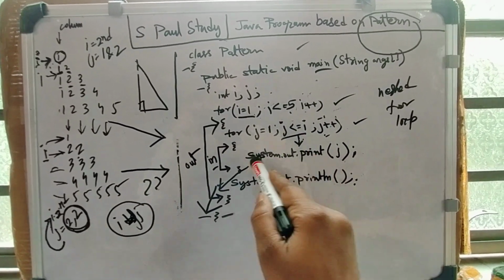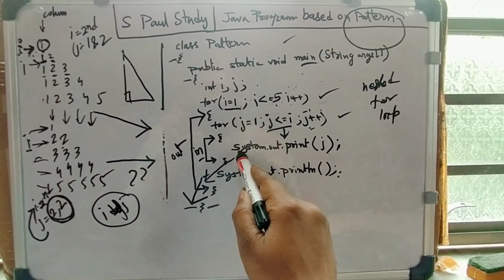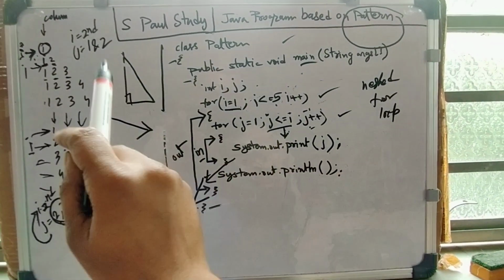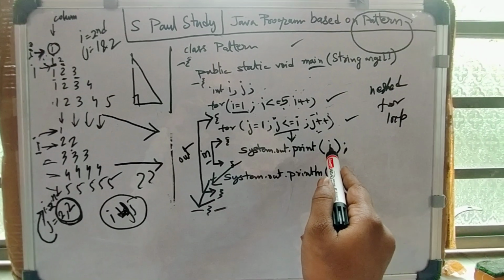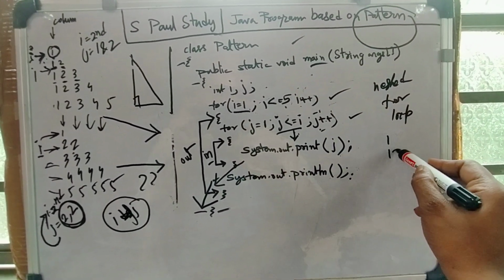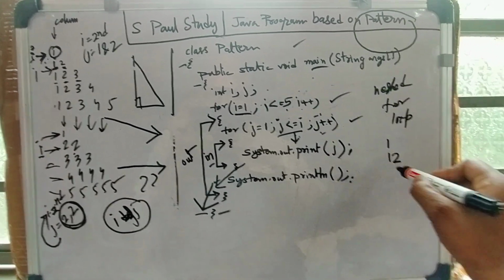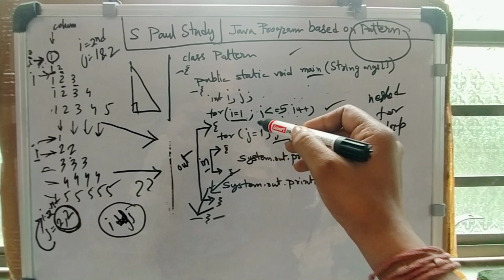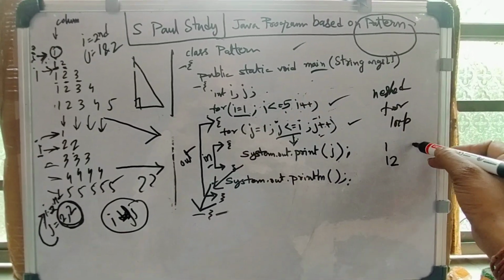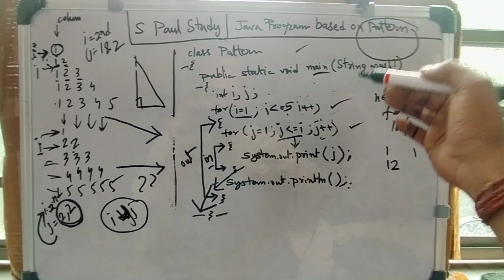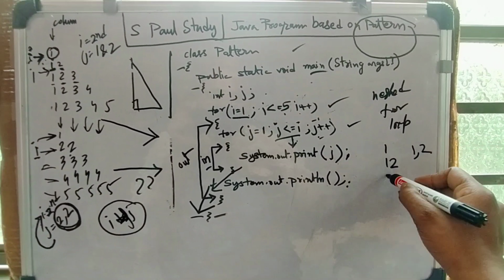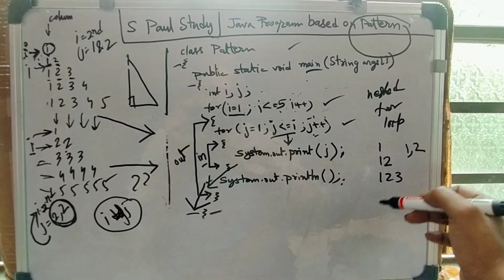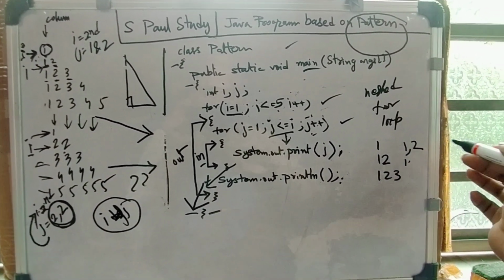Fine. And then if you come down, you can check System.out.print j. In the previous one, the value of j is printable, because j is starting from the initial stage, hence we are printing the value of j, meaning 1. Once j is increased to 2, then we are printing 2 in the second row. Once the value of j is 3, then we are printing 1 2 3, like this.